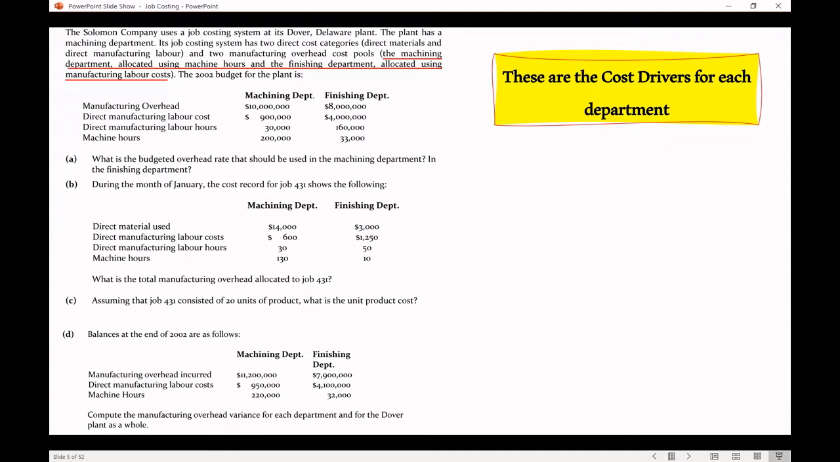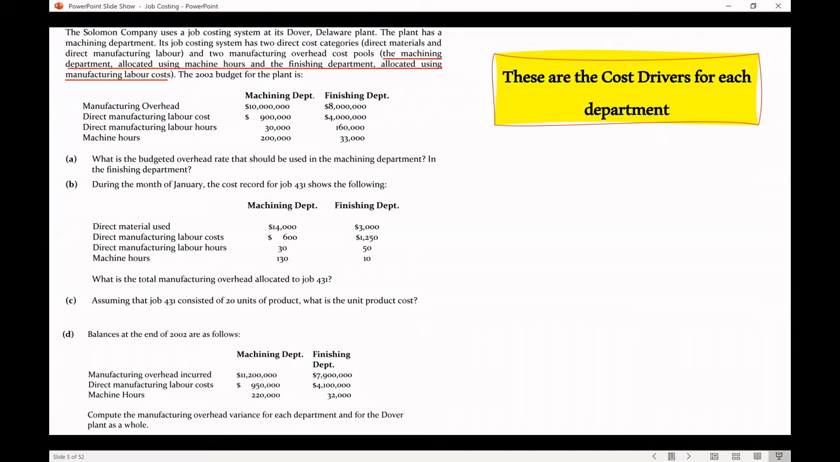However, in the machining department, overheads are allocated, and cost is driven based on machine hours. In the finishing department, overheads are allocated, and cost is driven by manufacturing labor cost. So I just wanted to point that out.